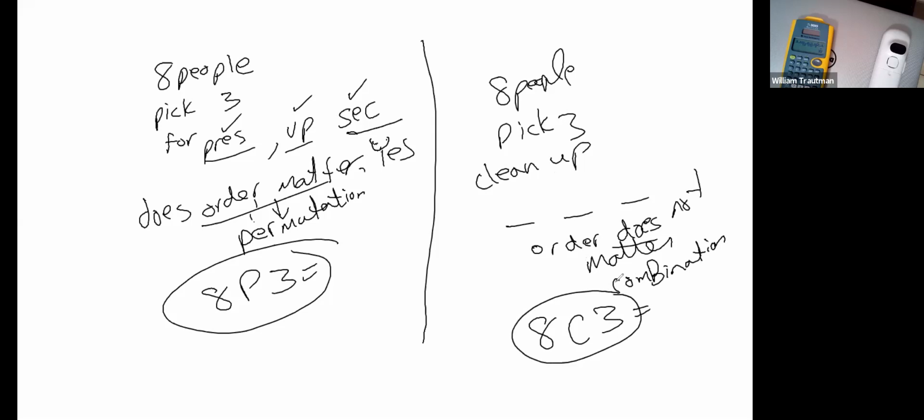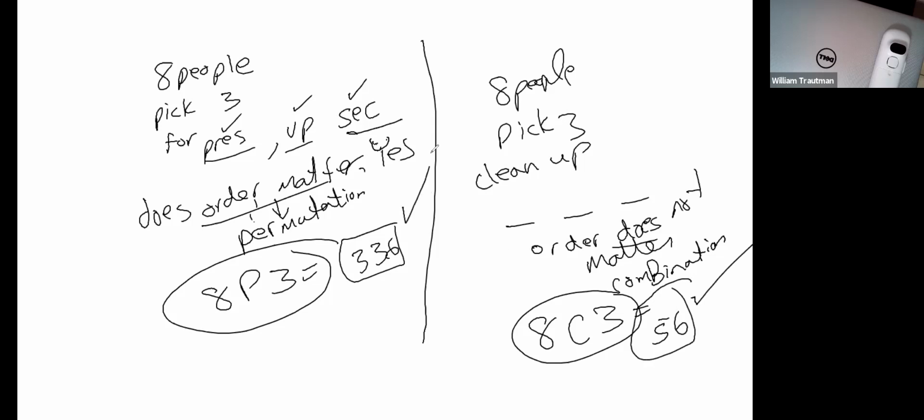So let's put both of these in our calculator and just see the outcomes there. 8P3, I get 336. And 8C3, I only get 56. Do you see the difference between order does not matter and order matters? There's a difference between the two, the amount. One's 8P3, the other one's 8C3. Permutation, the order does matter. Combination, the order does not matter.